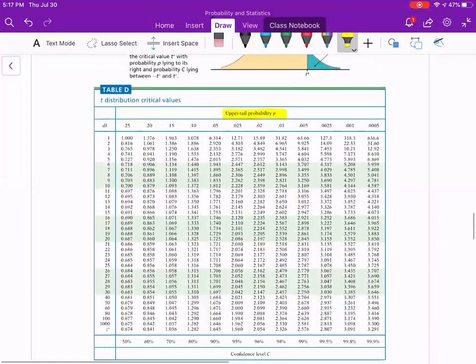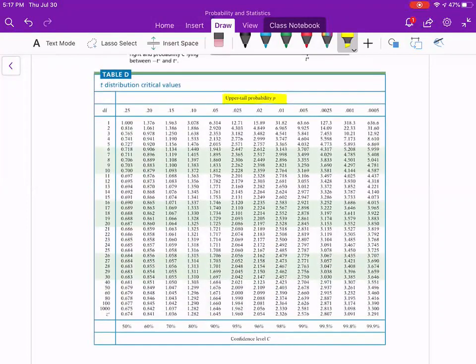Some other details: you'll notice that the column label for the first column is DF. You've seen that before with the chi-square distribution. Anyone remember what DF means? Degrees of freedom. Perfect. The degrees of freedom for the T table are simply n minus 1, so it's 1 less than the amount of data that you have. Simple to get, you just have to remember to subtract 1.